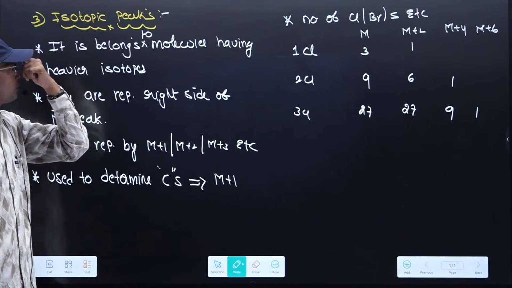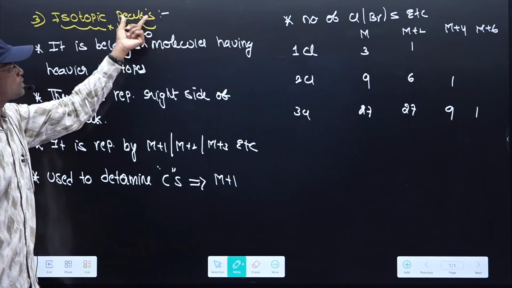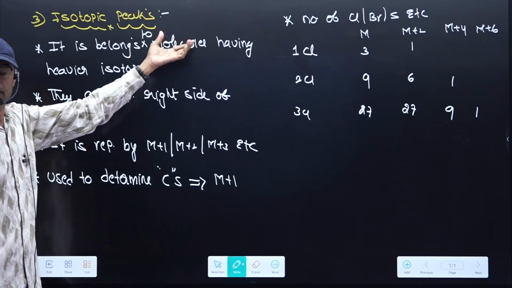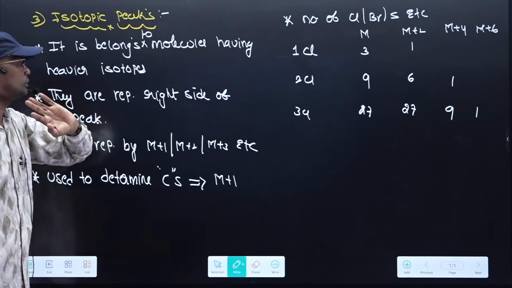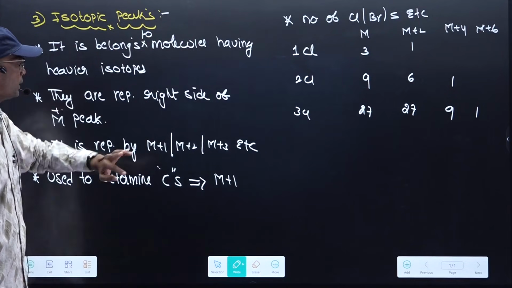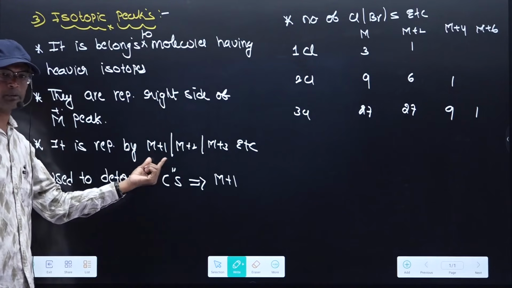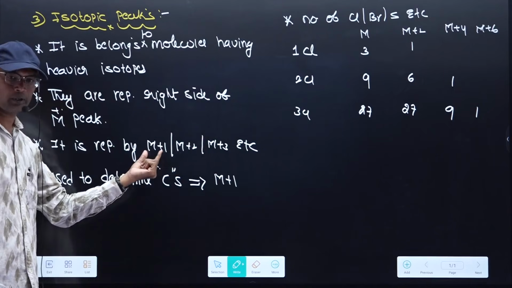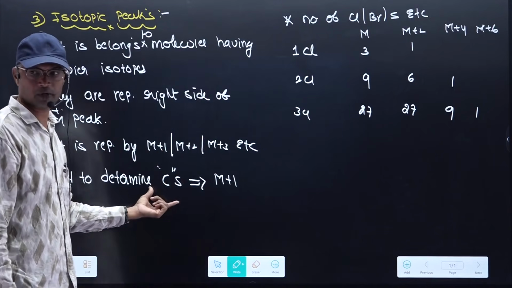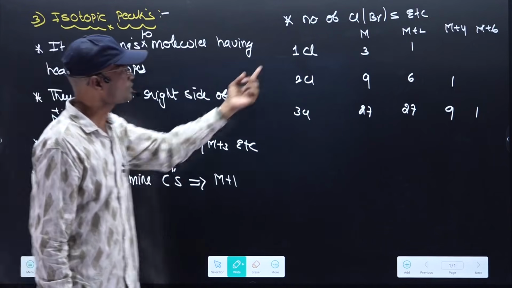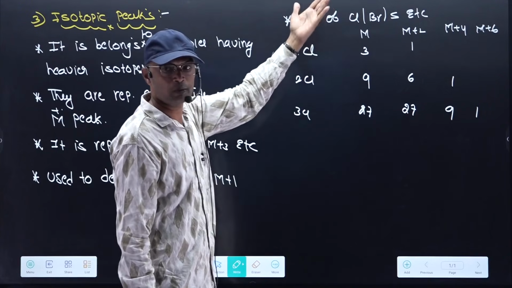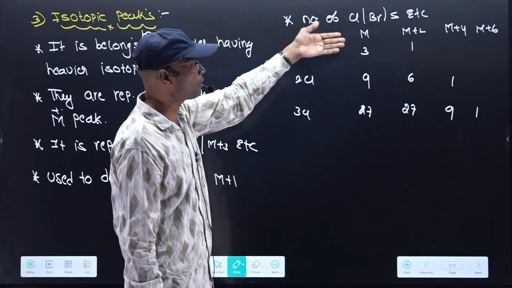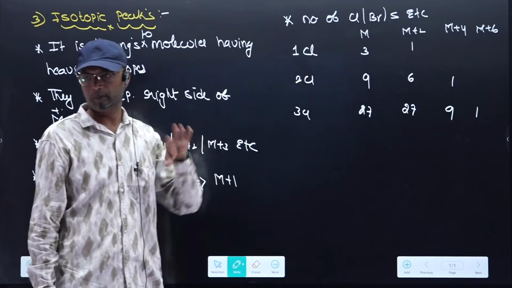So in isotopic peaks, generally these peaks are produced if any molecule has isotopes. They appear exactly to the right side of the molecular ion, and are generally represented by M+1, M+2, M+3, M+4, etc. Most commonly M+1 is important, which gives information about the number of carbons. Next, how many chlorines are present, how many bromines are present, and sulfur can be determined by isotopic peaks.